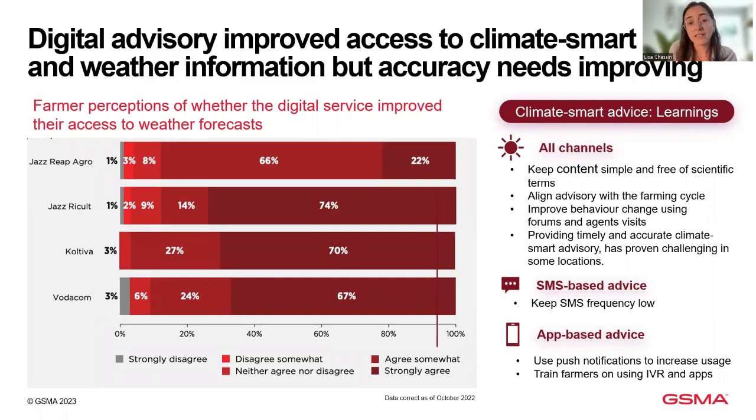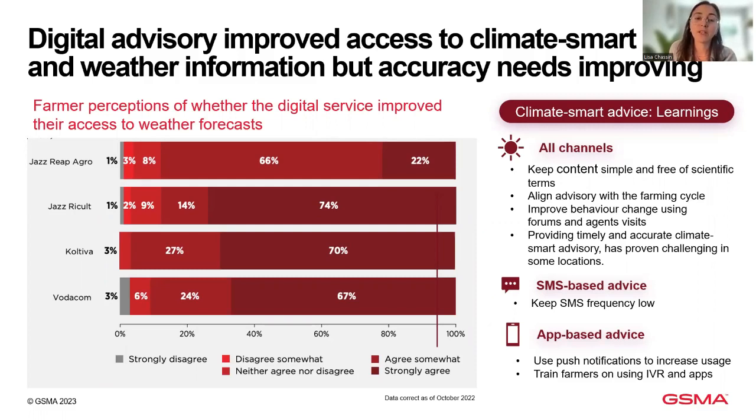However, there are still challenges to overcome. For example, surveys showed that smallholder farmers were unlikely to change their behavior based on digital advisory alone. Rather, they need interactive approaches that leverage, for example, forums, Q&As, and in-person follow-up with field agents to actually implement the advice. Another challenge was the accuracy of climate-smart advisory, which needs to be improved in some areas.